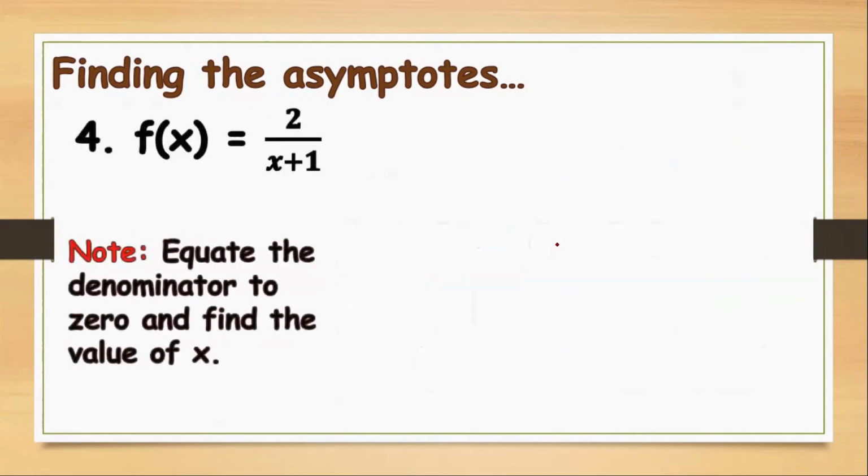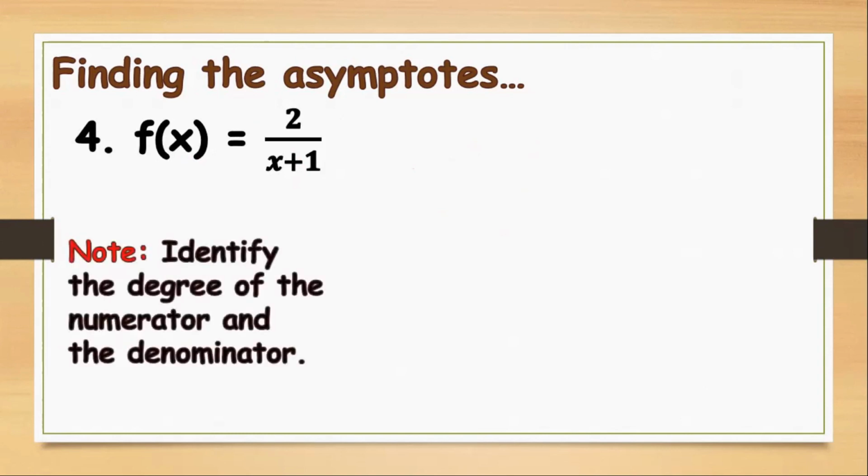Let's have our last example. Number 4, f of x equals 2 over x plus 1. In order to find the vertical asymptote, we have to equate the denominator to 0. So x plus 1 equals 0, and so x equals negative 1. x equals negative 1 is the line for the vertical asymptote.